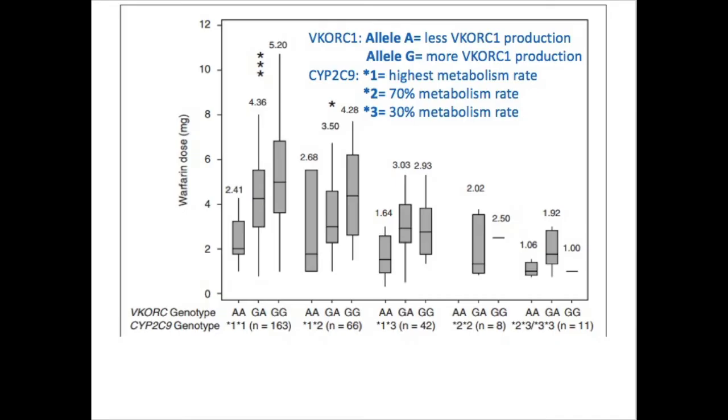To sum up, this graph shows the interaction between the dosage amounts and the different alleles of these 2 genes. VKORC1 G means more dosage, and CYP2C9 *1 means more dosage as well.